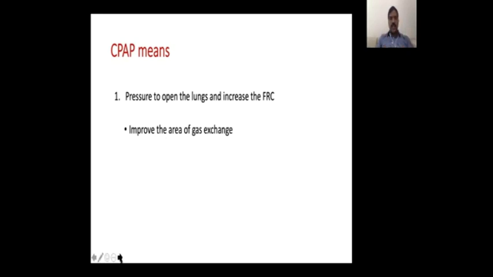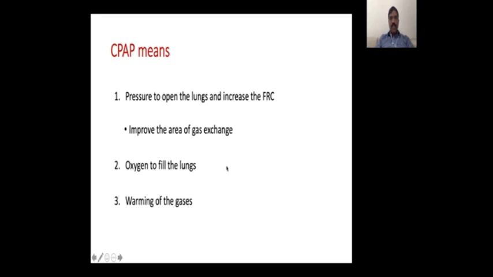The second component of Cpap is that you fill the alveoli with gas which is rich with oxygen. Normally the atmosphere has 21% oxygen, and we want to enrich the alveoli with more oxygen when we are using Cpap. And there are 2 more components which are often ignored, but they are equally important.